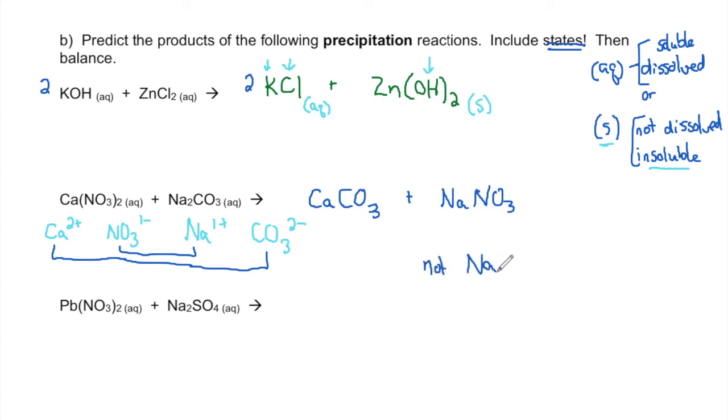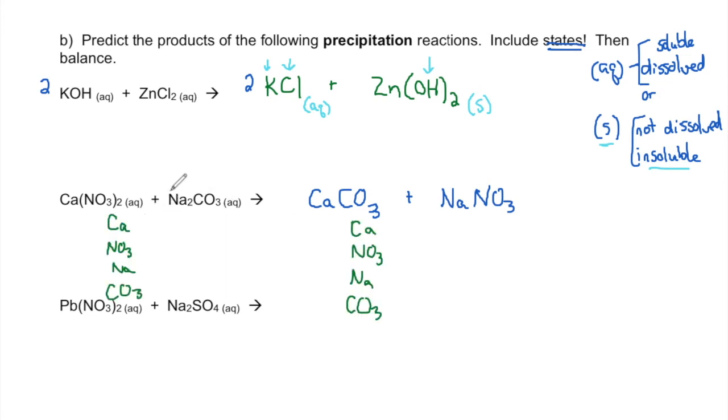Some people might be tempted, because they see 2 sodium and 2 nitrate, to write NaNO3 with a subscript 2, but this is not the correct formula for the compound. We have sodium with a +1, nitrate with a -1. We just have one of each. So this is the correct formula.